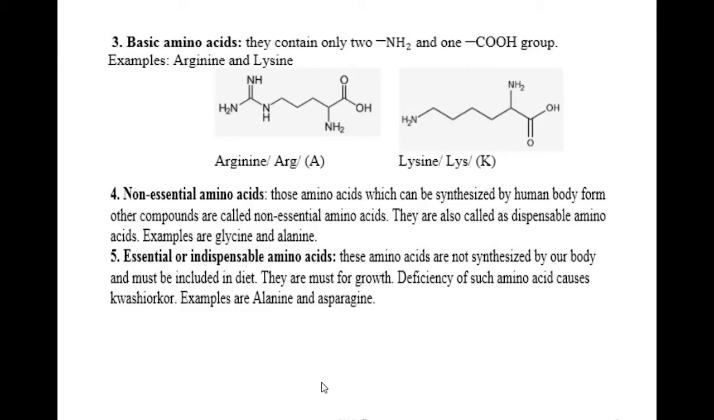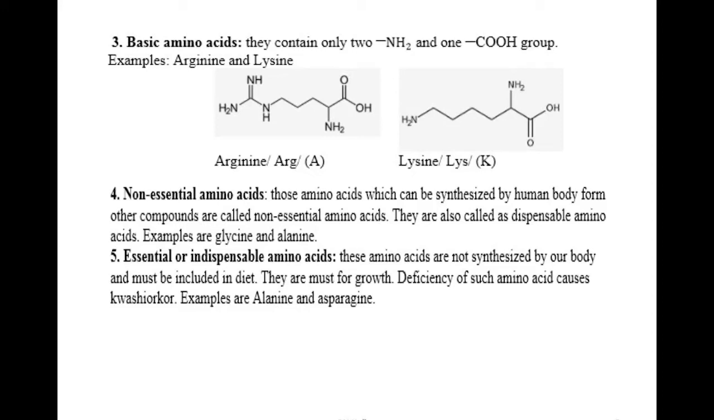Let's see non-essential amino acids. Those amino acids which can be synthesized by the human body using other compounds are called non-essential amino acids. Our body can make them, synthesize them whenever it is required. That is why they are also called non-essential amino acids. They are also referred to as dispensable amino acids. Examples could be glycine and alanine.